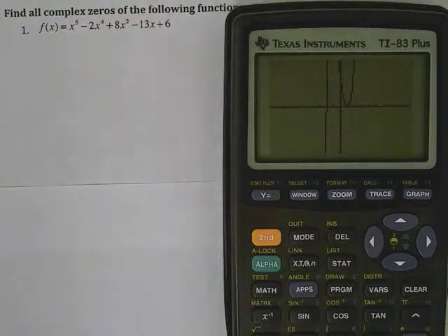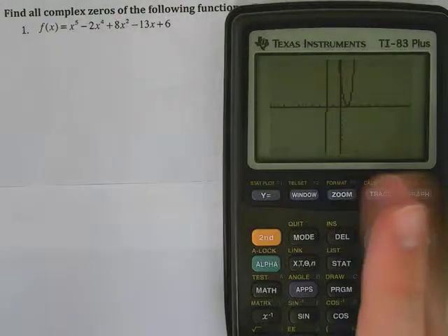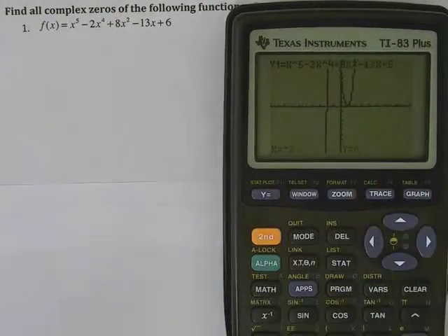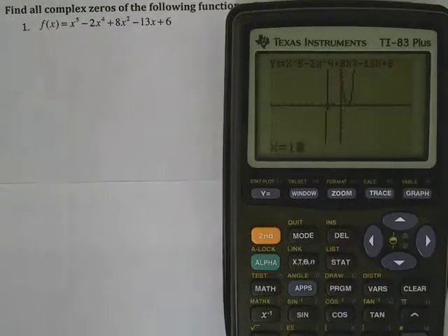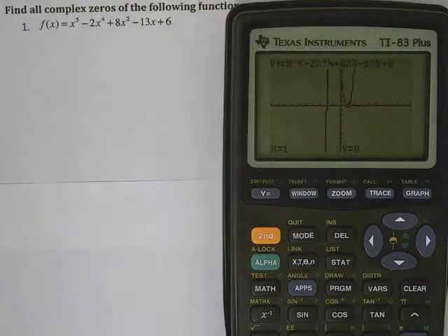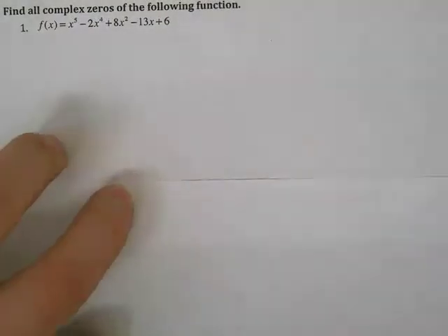I can see a couple of zeros. If I trace it, I'll confirm. It looks like there's one at -2. Yep, sure enough. And it looks like maybe at 1. Yep, it happens at 1 as well. Now that's an interesting one. Usually we don't see zeros like that. That one just comes down and just touches there at 1 and then goes back up. But it does touch there. So we're going to take those zeros that we just found on the calculator.